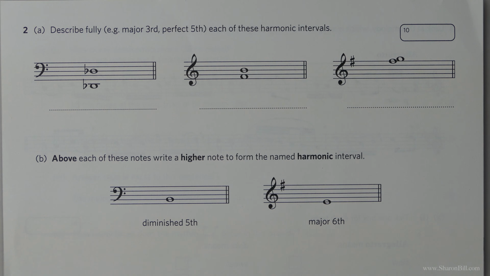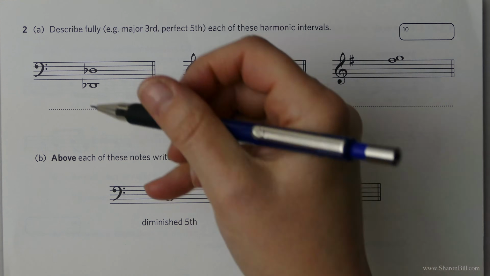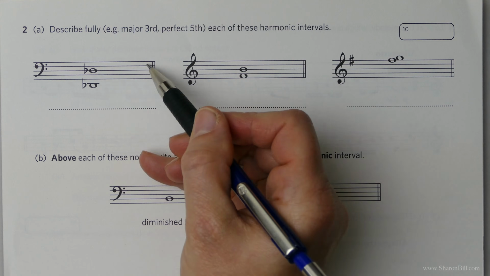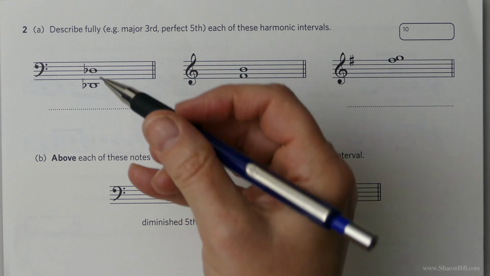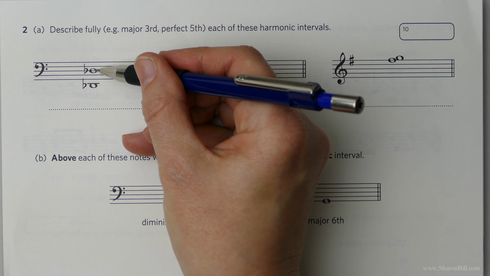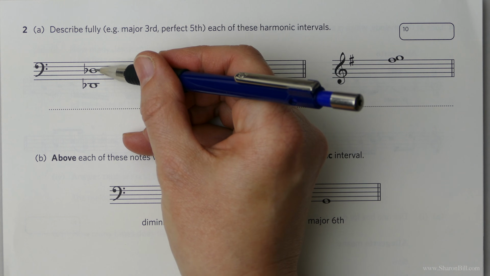And so now we're asked to describe these harmonic intervals. Remember, harmonic intervals means they're coming together like a harmony or a chord, melodic interval one after the other. We're in the bass clef here and we have a D flat to a D flat. So we have an octave here, a perfect octave.